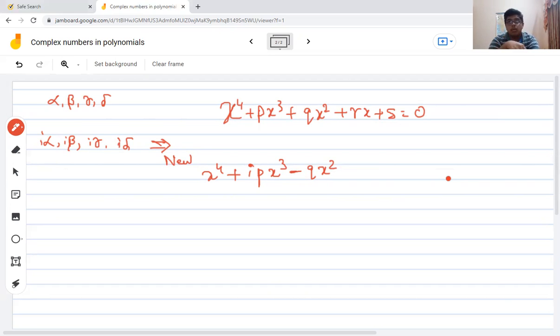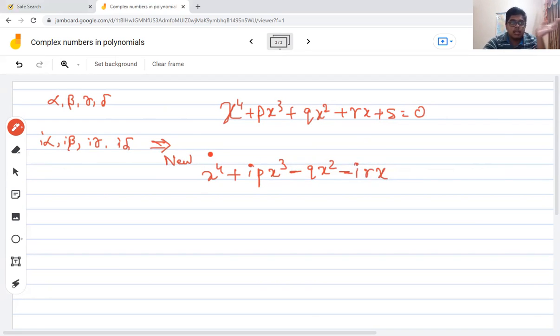But what is I cube? I cube is I square into I. I square, according to our definition, is minus 1. So minus 1 into I will give us minus I. So this R, which is here, would get multiplied by minus I in our new equation. So we're going to get minus IRX.